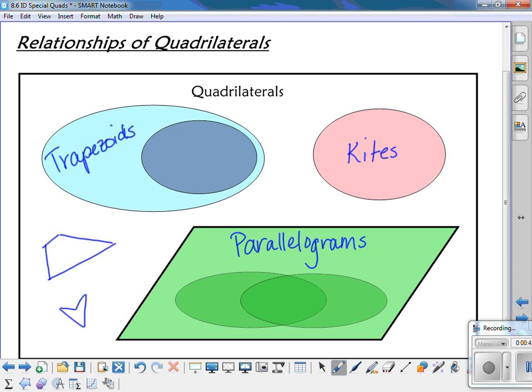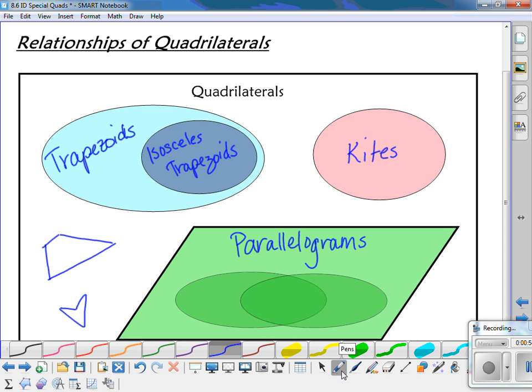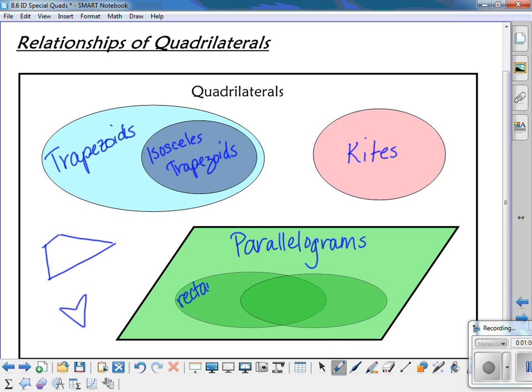So within trapezoids, we have some special ones. Those are the isosceles trapezoids. Kites, there aren't any special kinds of kites. But within parallelograms, we could have rectangles. We could have rhombi. And where our rectangles and rhombi overlap, we have squares. So those are the relationships among quadrilaterals: trapezoids, special trapezoids or isosceles trapezoids, kites, parallelograms, and the special parallelograms.